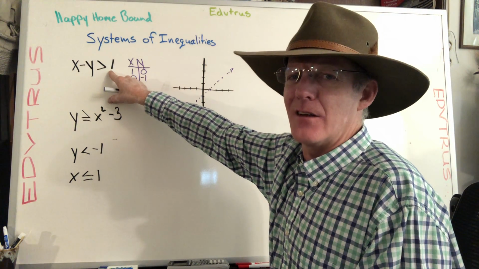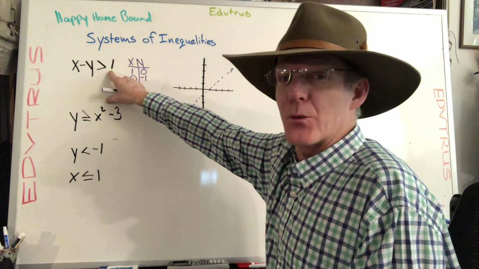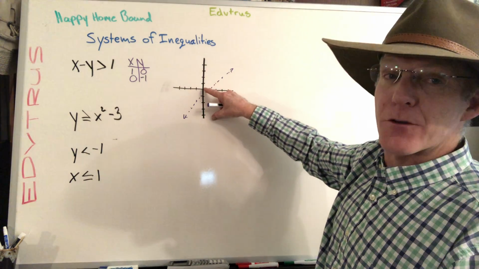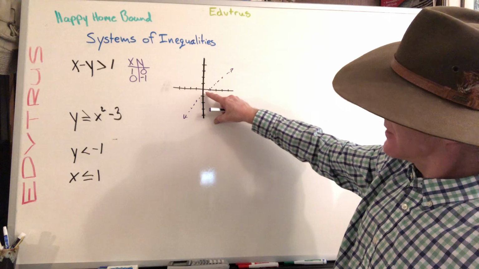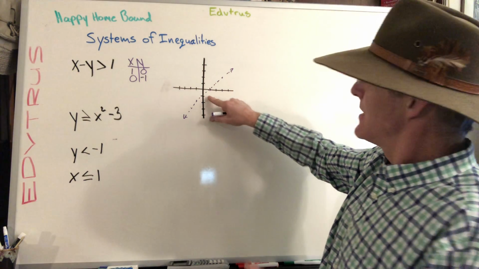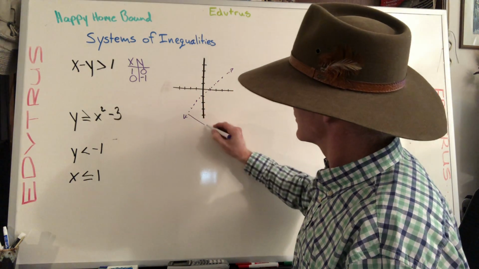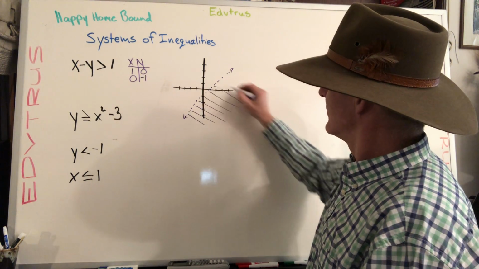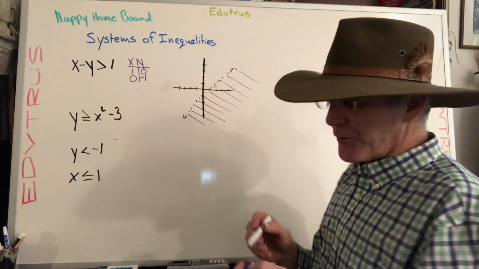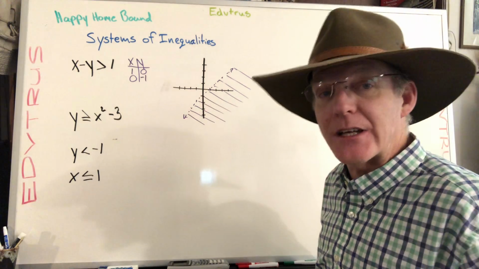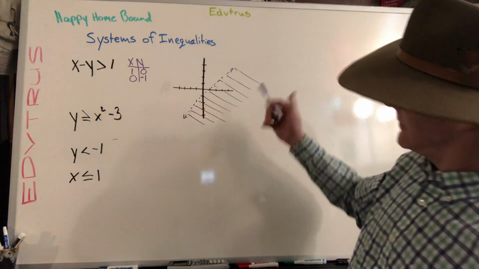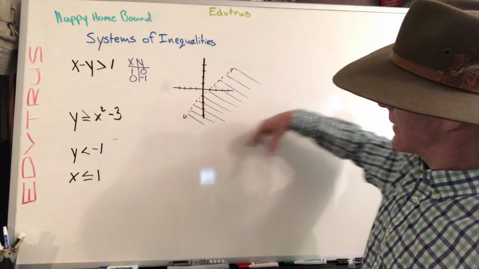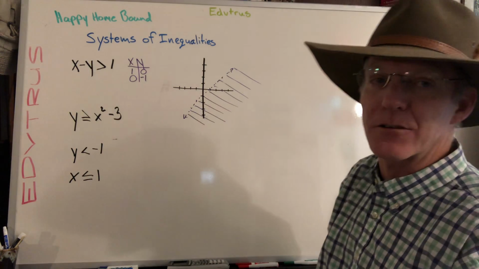It's not, is it? So that's a false statement, which means our test point is on the wrong side. We should be shading the other side. So that's what we're going to do. We're going to throw a little shading in over here. So if we were just graphing a single inequality, and that was it, that would be our graph. It'd go forever, all the way out, right?